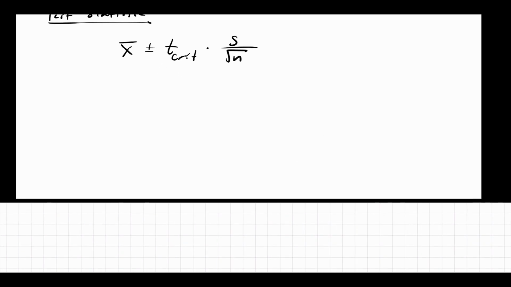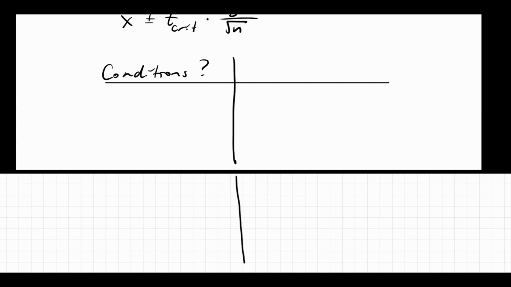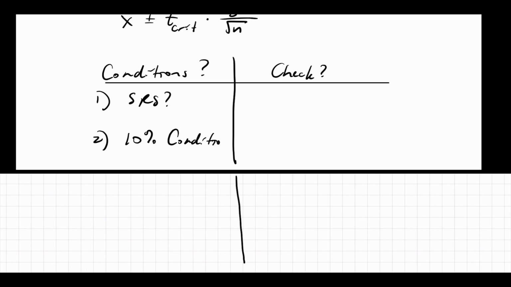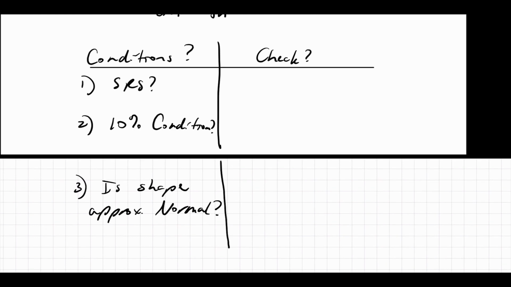Let's see. Conditions. Okay, so conditions, and we have to check them since it came from a sample. So SRS, 10% condition, and then is the shape approximately normal.